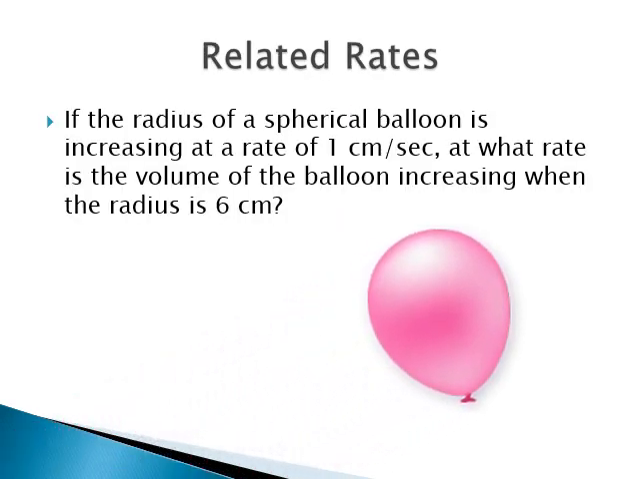Next idea, related rates. The radius of a balloon is increasing at a particular rate. I want to find how the volume of the balloon is increasing at a particular instant when the radius is fixed. How does one thing changing affect something else?